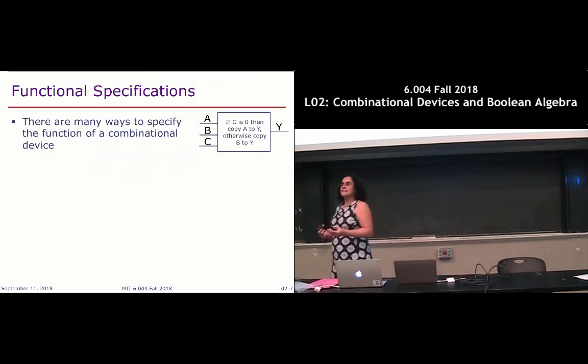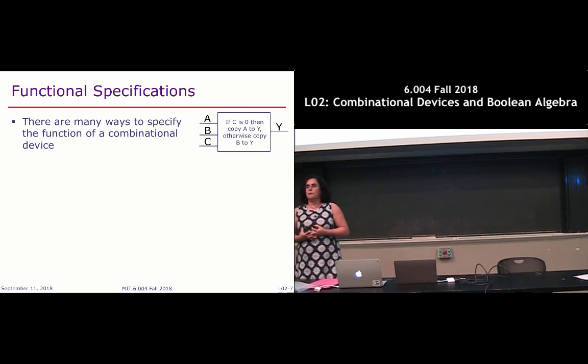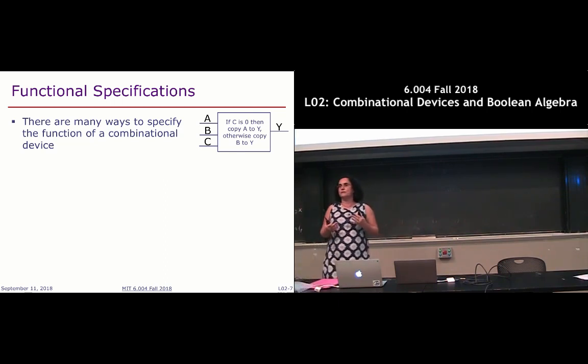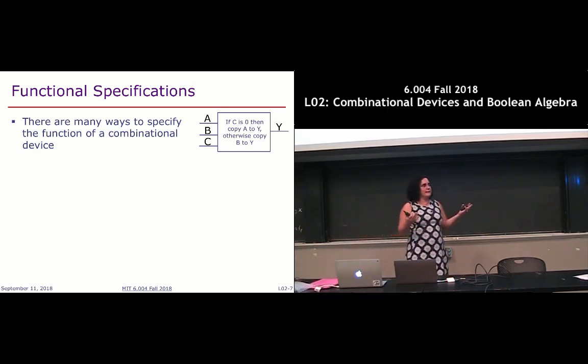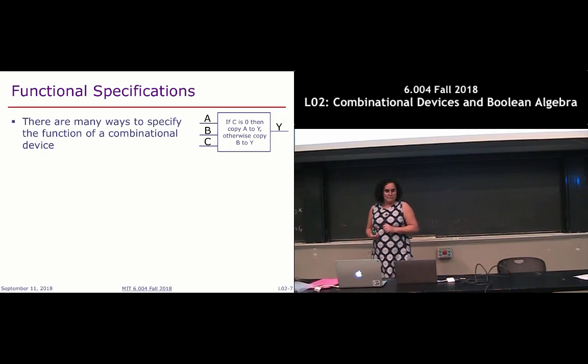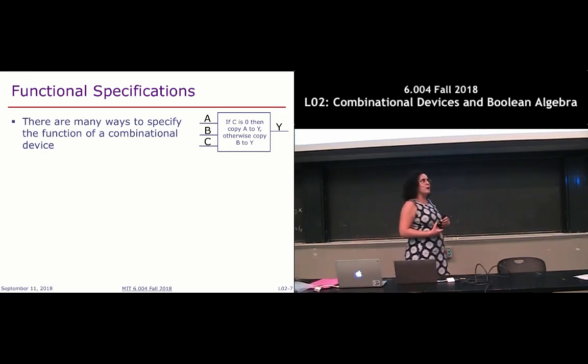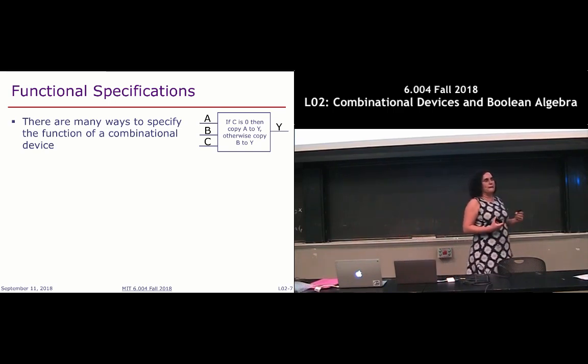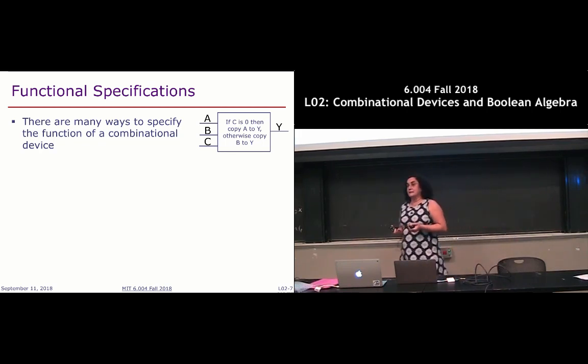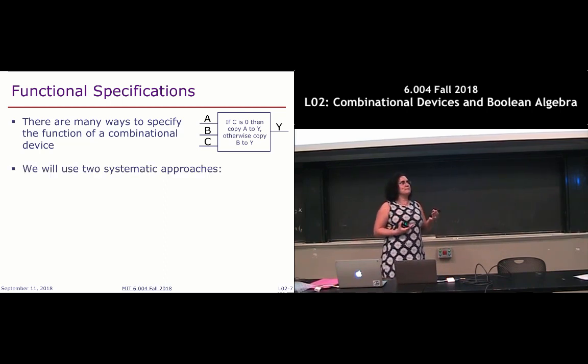All right, so let's take a little bit of a closer look at how we want to go about giving the functional specification of what it is that our circuits do. So far, we gave an example of how we just do it in English. Here's another module, and in this particular case, it says if C is 0, then you want to copy A to Y, otherwise you want to copy B to Y. And while, yes, in this particular case, just explaining it in English, we can understand exactly what it is this module wants to do, we want to be able to have a more precise way of expressing what the functionality is. And so we have 2 systematic approaches.